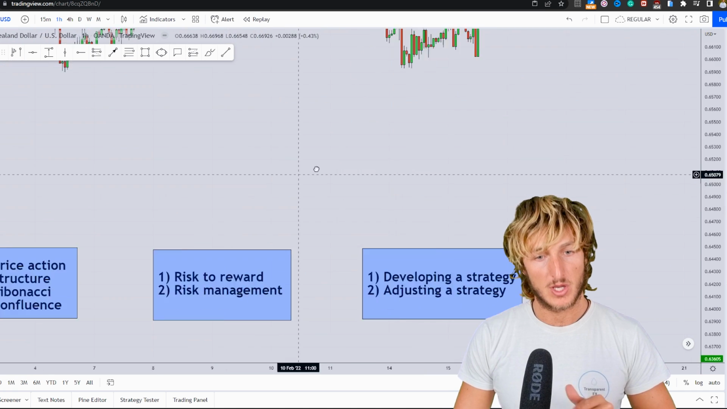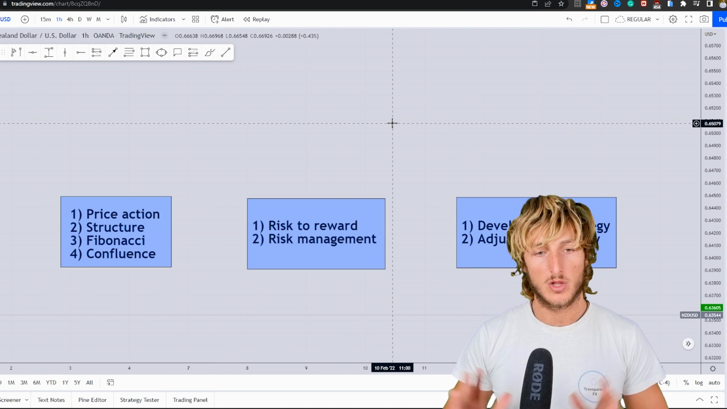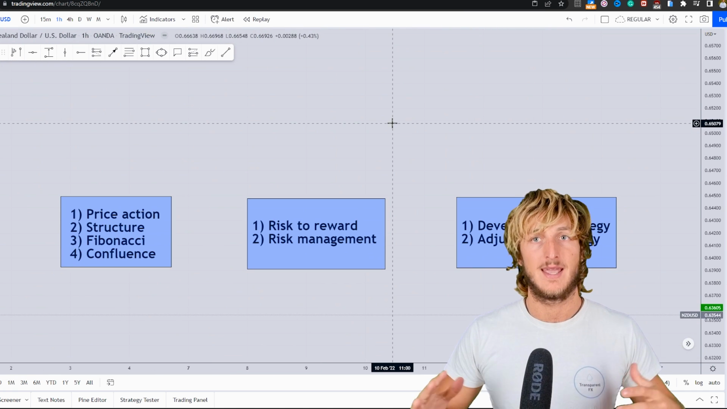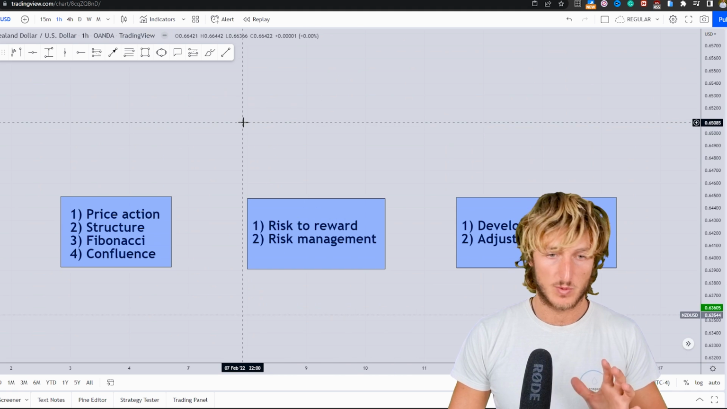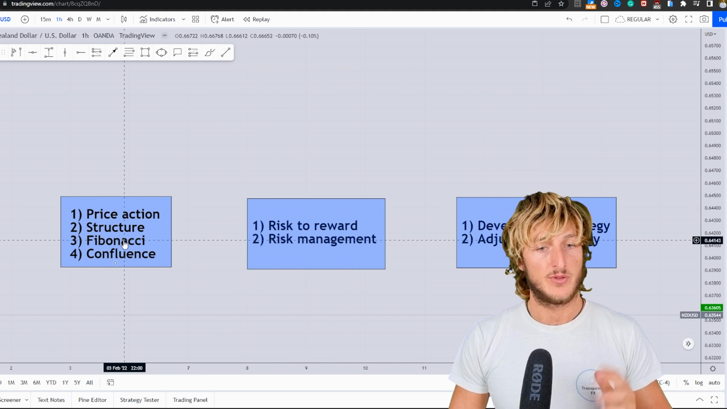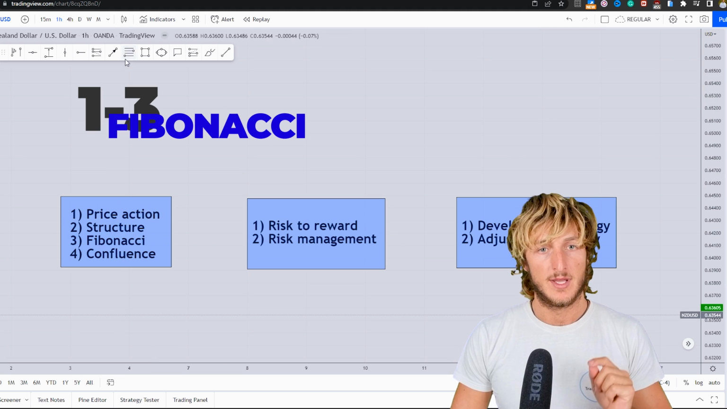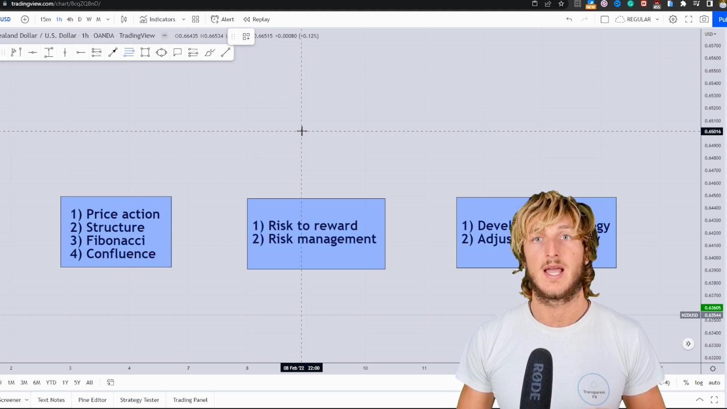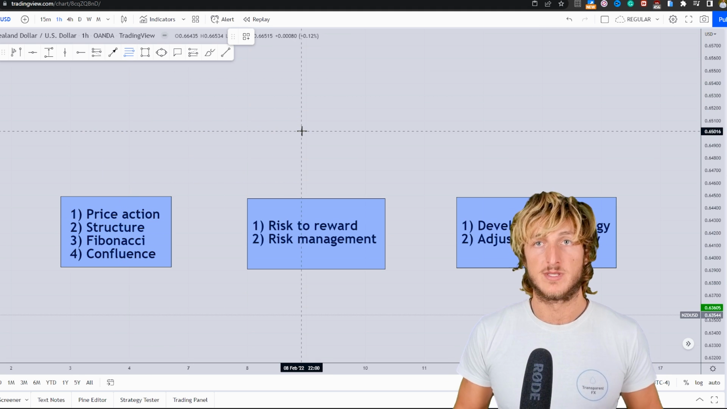Now bear with me because in a few minutes, all of this will be very clear inside of the rules of the strategy. I just want to define all the concepts so that we are on the same page. Now, the third thing is Fibonacci. The Fibonacci tool is very important when it comes to measuring movements in the market.